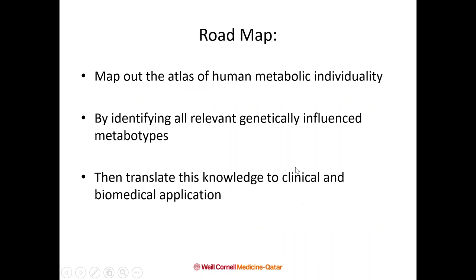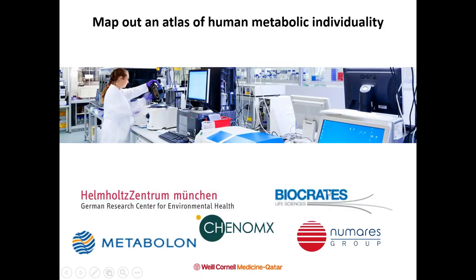All right, so now that we know that these variants are out there and how we can find them, the idea is now how can we really catch them. So the roadmap now is to map out the atlas of human metabolic individuality, to identify ideally all relevant genetically influenced metabotypes. So we may discuss what is relevant. I would say at least the ones with large effect sizes, and probably also with large allele frequencies. And then translate this knowledge to clinical and biomedical application. And that's what I will be talking about at the end.